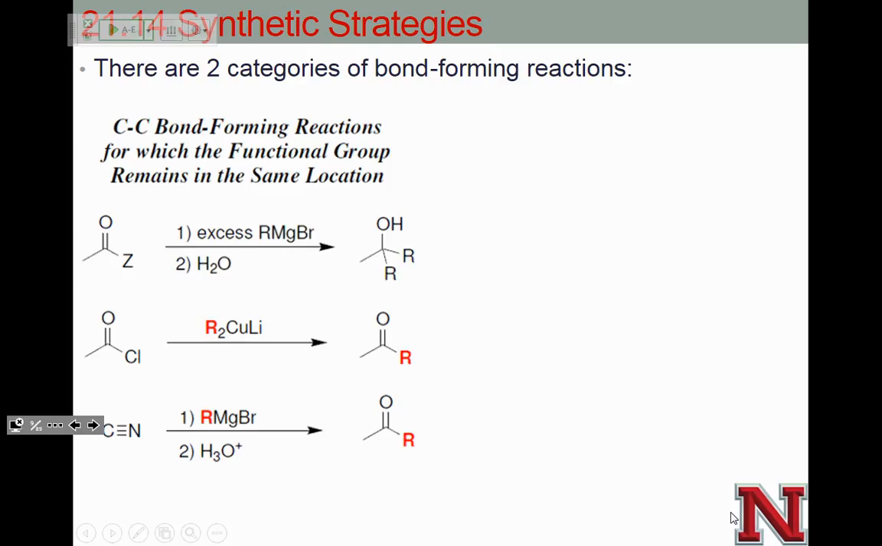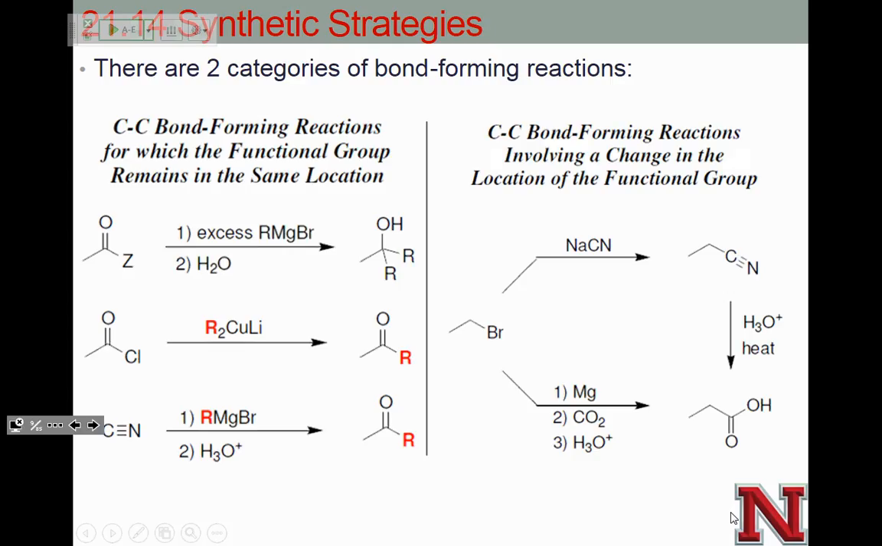Our CuLi-R2, our Gilman, is again only going to give us one carbon-carbon bond in that position. Our nitrile also gives us the carbon-carbon bond to our partial positive carbon. The other route is where we're actually changing where the functional group location is.